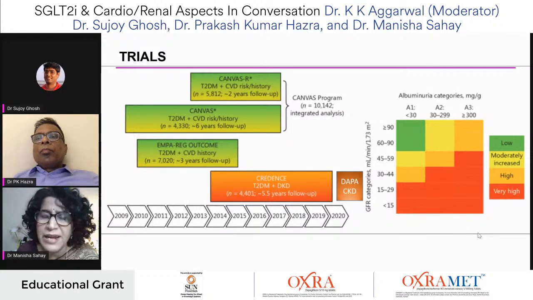They were more focused on the cardiovascular outcomes. And you can see the green color means the renal patients in this had mild renal failure. Now you come to Credence. Credence, the red pattern shows that they had more renal failure.